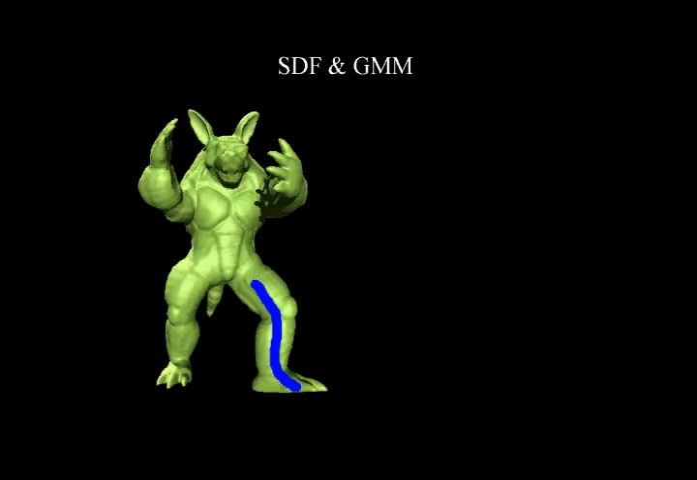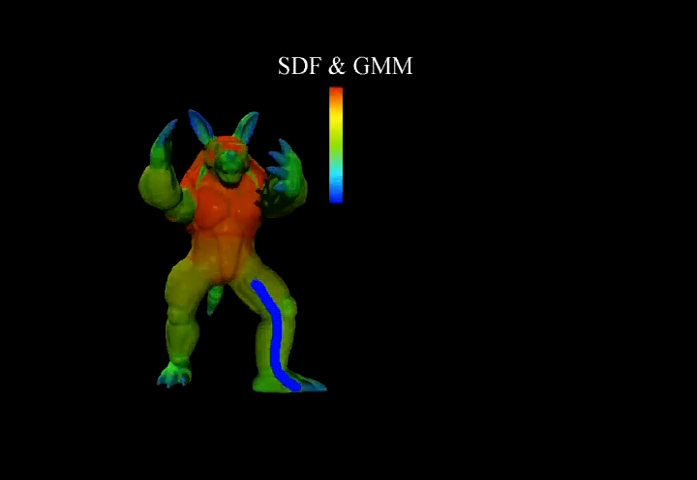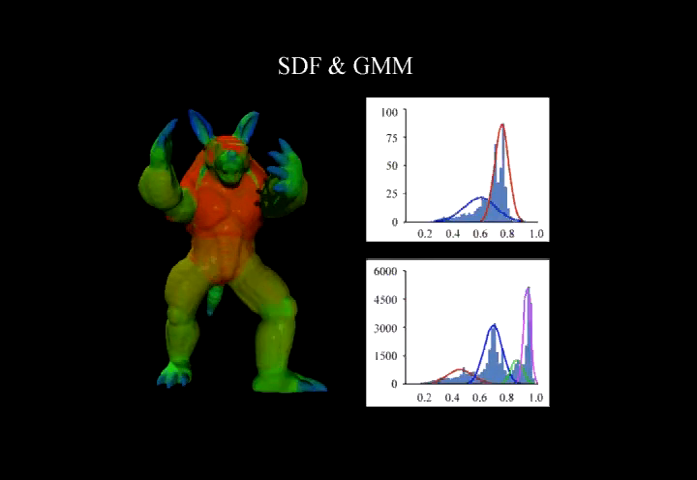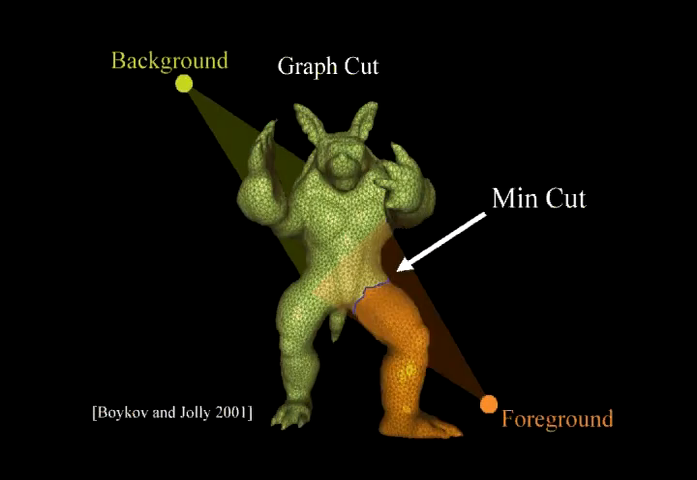We rely on a volumetric shape metric called shape diameter function, SDF, to distinguish the different parts of the shape, and use Gaussian mixture model, GMM, to fit the statistics of the SDF values of the shape. The heart of the technique is minimum graph cut optimization based on GMM and SDF of the shapes.